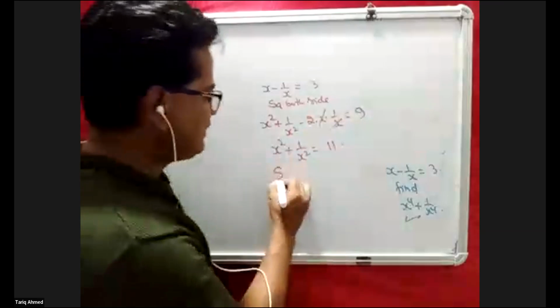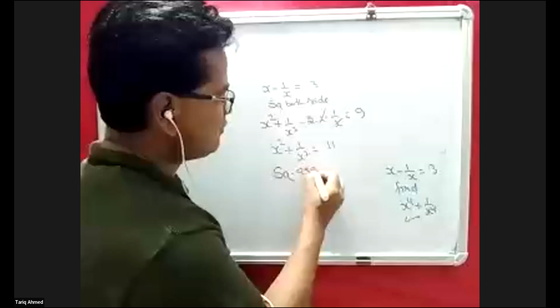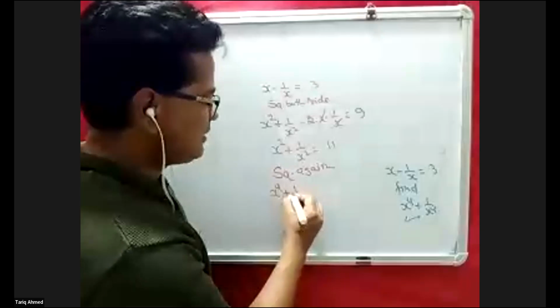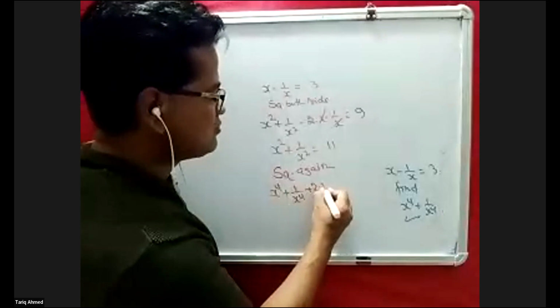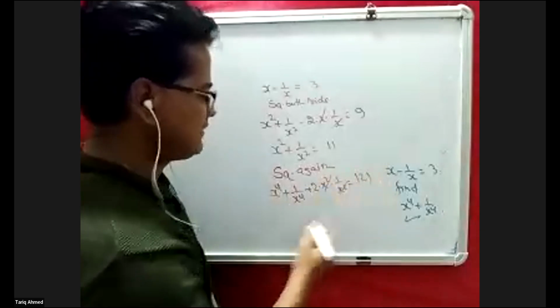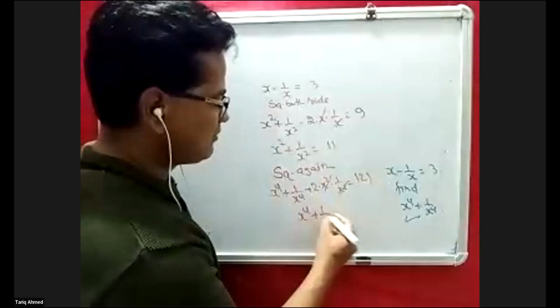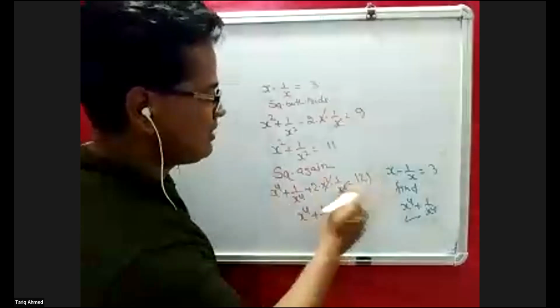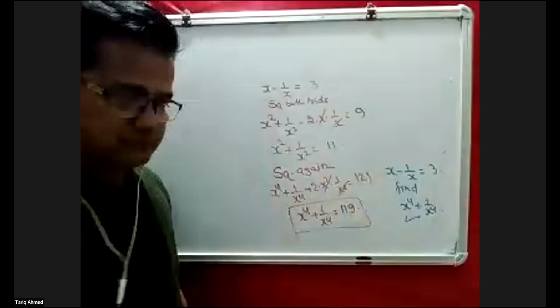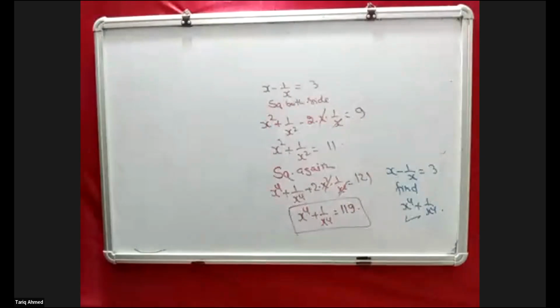Then squaring again. Square it again. x4 plus 1 by x4 plus 2ab. Here 121. This is cancelled. So x4 plus 1 by x4 is 121 minus 2, 119. This is the value. Fine? Yes.